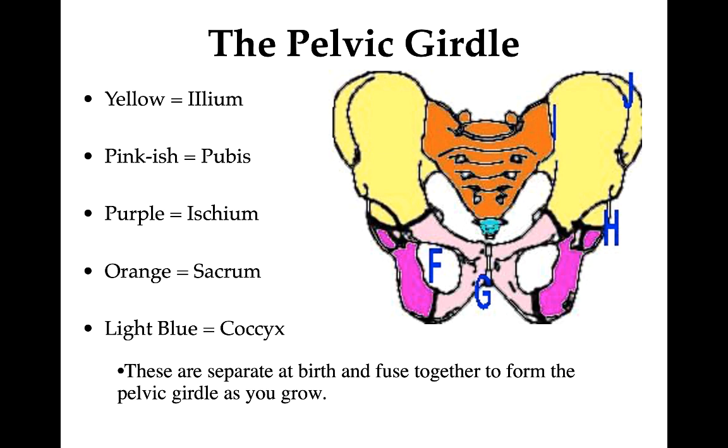Now, the reason they're separate at birth and fuse together later is because the hips are one of the widest parts of the baby, and in order to go through the birth canal during birth, they need to be able to be squished and mushed and manipulated to get through there. So that's why it's in multiple pieces.